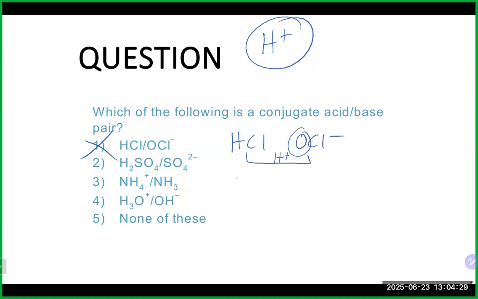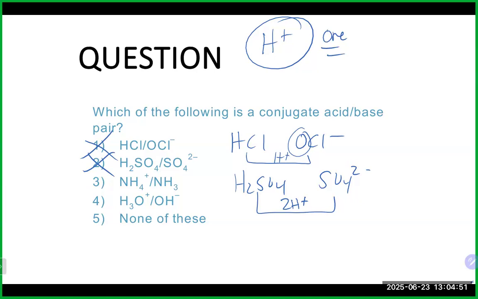Here, if we look at H2SO4 and SO4 2 minus, the difference here is two H pluses, which means no good. That is not a pair either, even though they do come from each other, but they are not considered a conjugate acid-base pair, as it could only be one H plus difference between them.